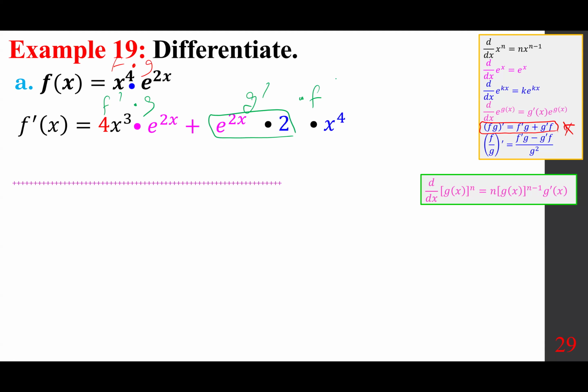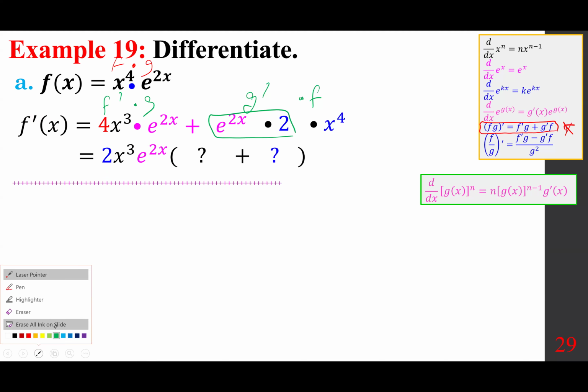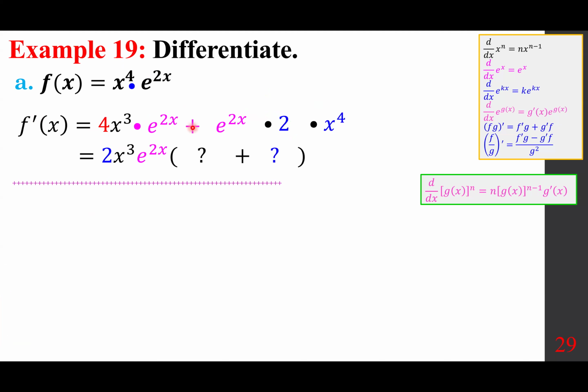4 and 2, 2 is in common, x cubed and x to the power 4, x cubed is in common, e to the power of 2x is common. I'm going to write, because class, this is the only calculus step. In fact, let me just erase my work so it becomes easier to see. I'm done with calculus. This is it. What I'm going to do is pure algebra, which means I need a common factor. 2x cubed e to the power of 2x.